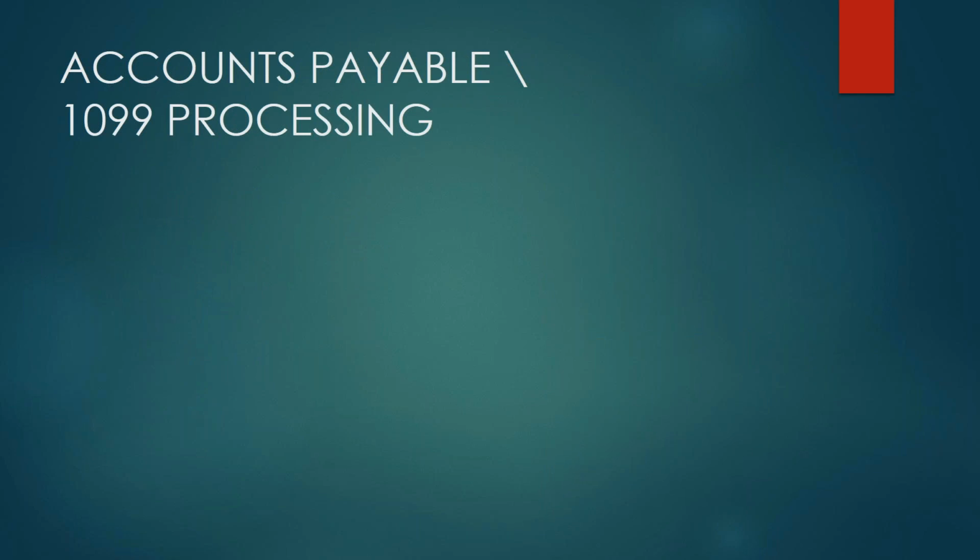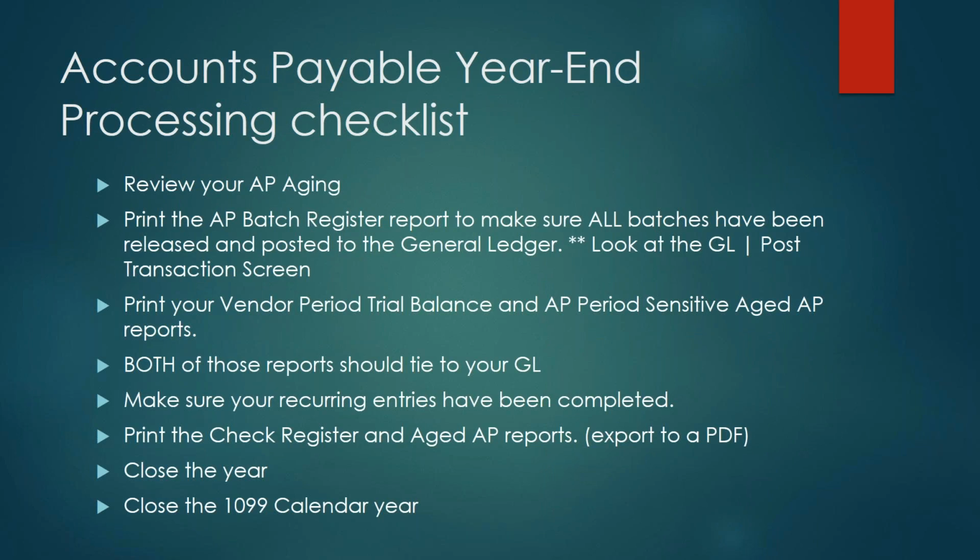All right, we're going to go ahead and jump over to accounts payable. So the first thing you'll do is review your AP aging. You're going to look for open documents and review. Maybe you've got a bunch of debit adjustments and things like that out there. You want to clean your aging up for year end. You're going to print your AP batch register to make sure all of your batches have been released and posted to the GL. And you can go into the GL post-transaction screen and make sure your batches have been closed there too.